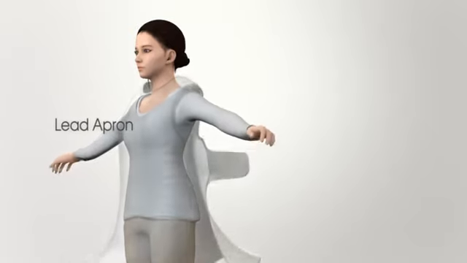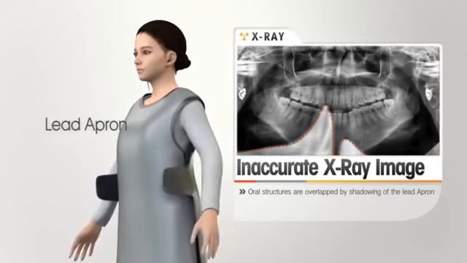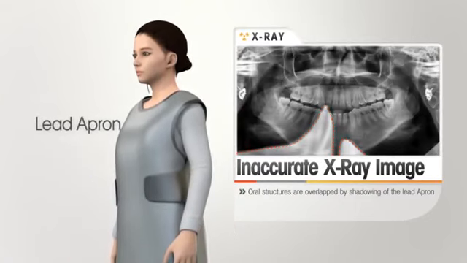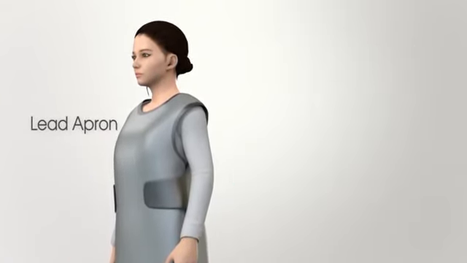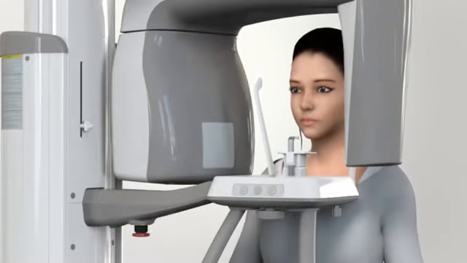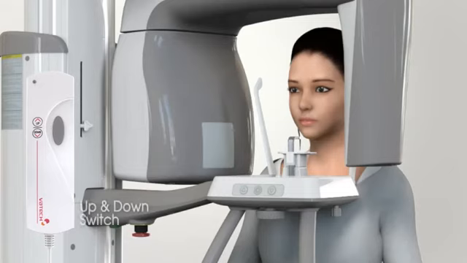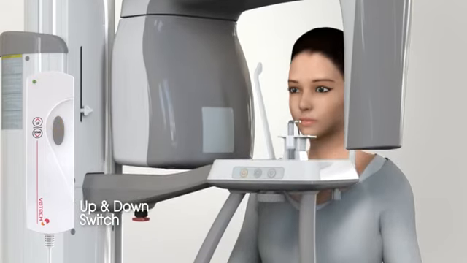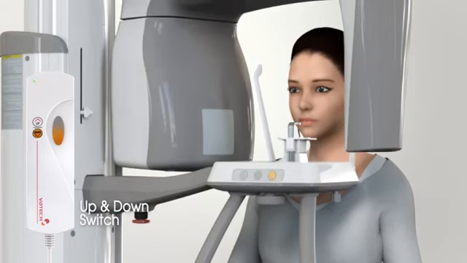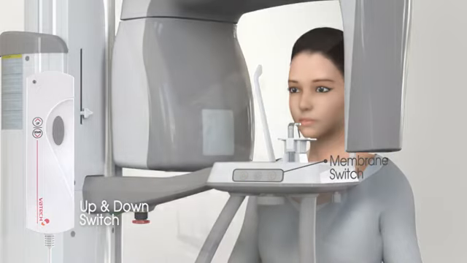Assist the patient to appropriately wear the lead apron. Be careful that the lead apron is not above the patient's neck. Ask the patient to stand in front of the handle frame. Adjust the chin rest position approximately to the height of the patient's chin using the up-down switch. For Paxi, the chin rest position can be adjusted using the up-down switch on the handle frame.